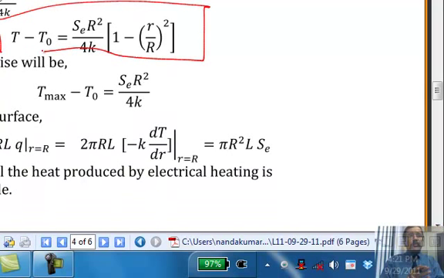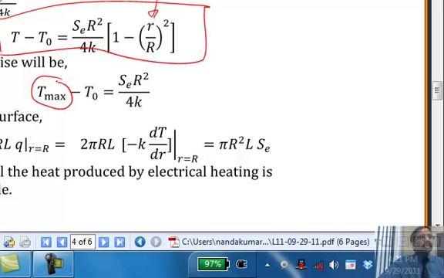Now you can ask questions. What is the maximum temperature at the center? All you have to do is put r equal to 0 and you get your T max. What does it depend on? It depends on the thermal conductivity, of course. The larger the thermal conductivity, the lower the maximum temperature.